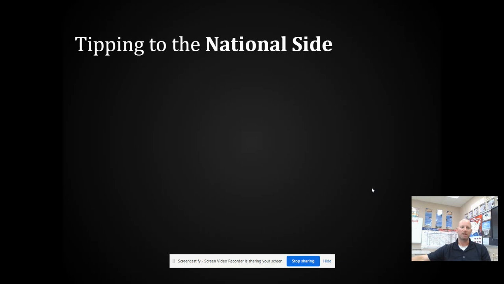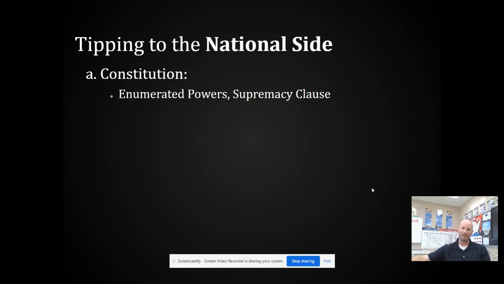So we're going to start off talking about tipping the scale in favor of the national government. Where in the Constitution do we see this? First and foremost, Article 1, Section 8, with enumerated powers. These are powers expressly stated in the Constitution given to the federal government. Powers like the necessary and proper clause and the commerce clause allow Congress to stretch its powers. That's why they're called the elastic clause. Plus the supremacy clause in Article 6 basically says federal law trumps state law.